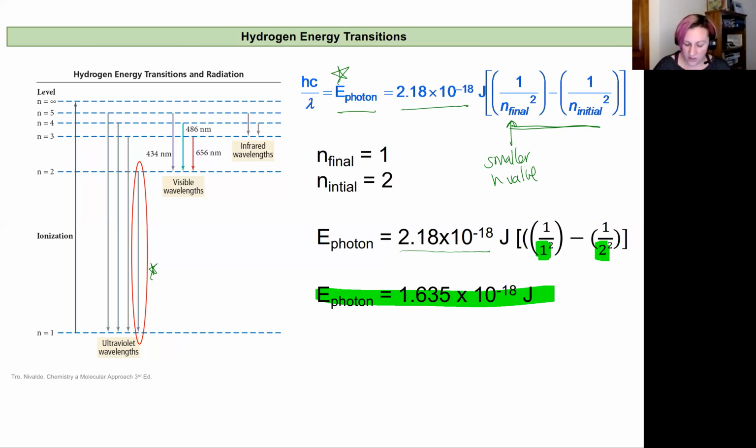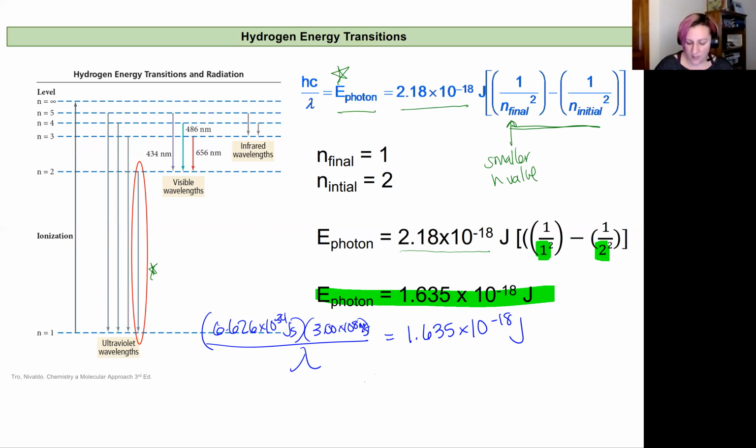All right, I could then take that a step further and figure out what the wavelength is, right? Because that energy of a photon then is equal to Planck's constant times the speed of light divided by the wavelength. So if that's equal to 1.635 times 10 to the negative 18th joules, I can come in here and write this out. I've got my speed of light. I've got my Planck's constant. And I divide that by my wavelength. I get a wavelength of 1.216 times 10 to the negative 7th meters.